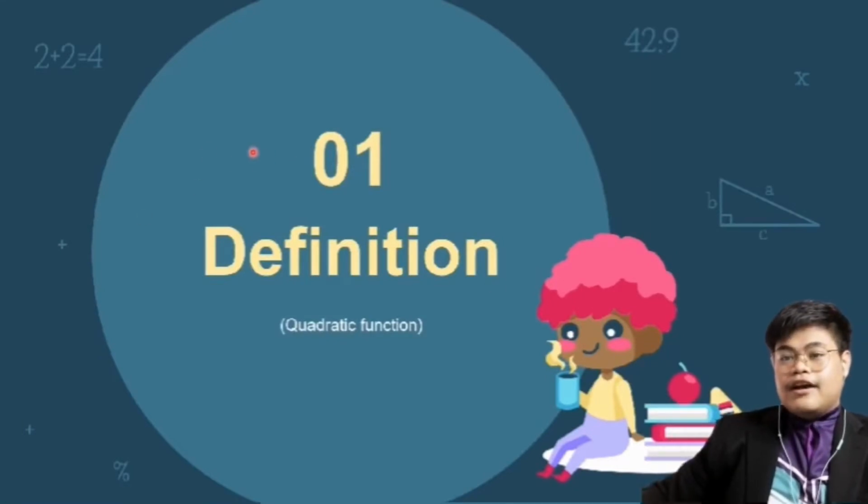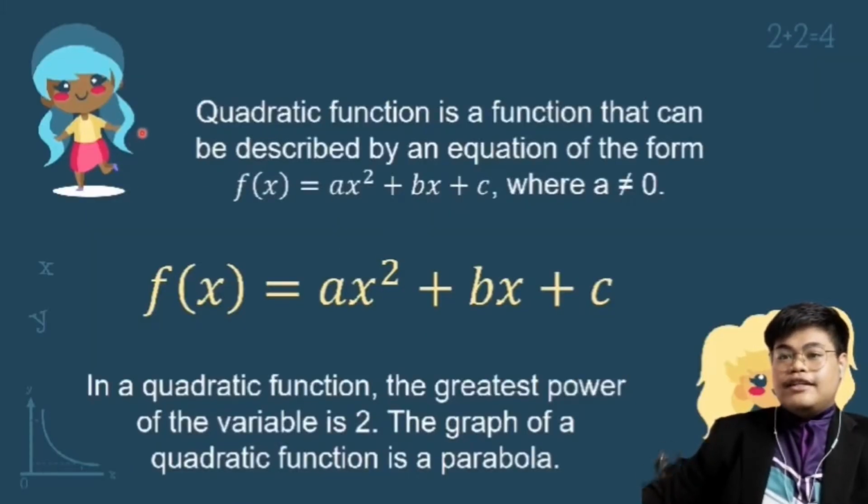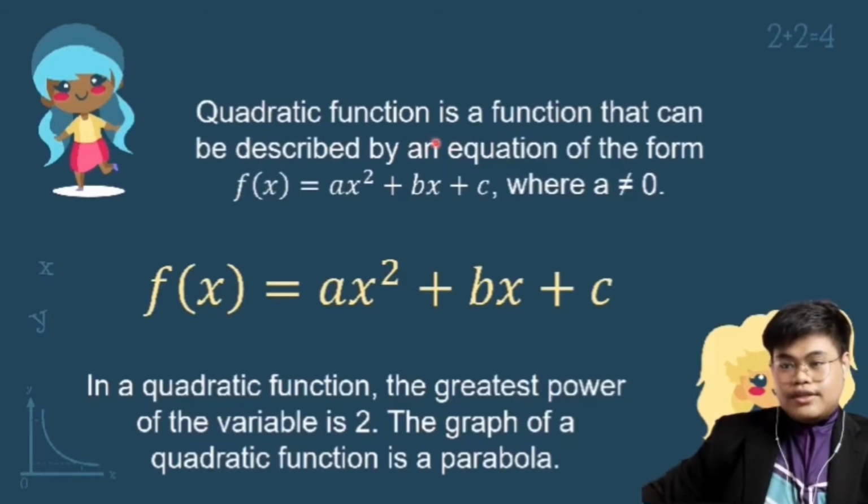Alright, first we will cover the definition and concept of quadratic function. So as we can see here, quadratic function is a function that can be described by an equation of the form f(x) equal to ax squared plus bx plus c, where a is not equal to 0. So as we can know, quadratic function can be described by this equation form. Okay, and then a cannot be 0.